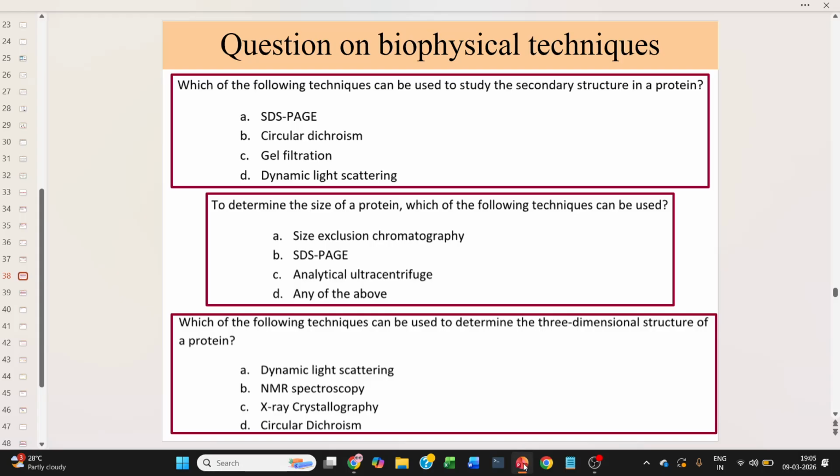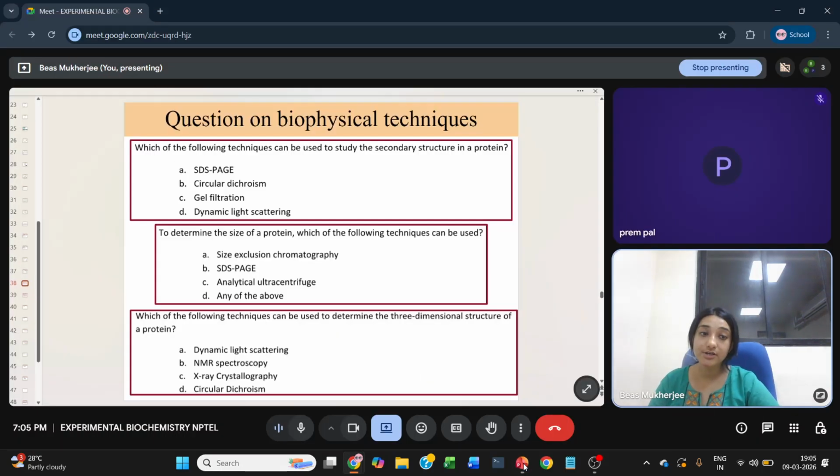Now we go to the next question. So there are 3 questions in this slide. Very simple, straightforward questions. Try to answer. Right. So which of the following techniques can be used to study the secondary structure of protein? SDS page, CD, gel filtration chromatography, and dynamic light scattering.